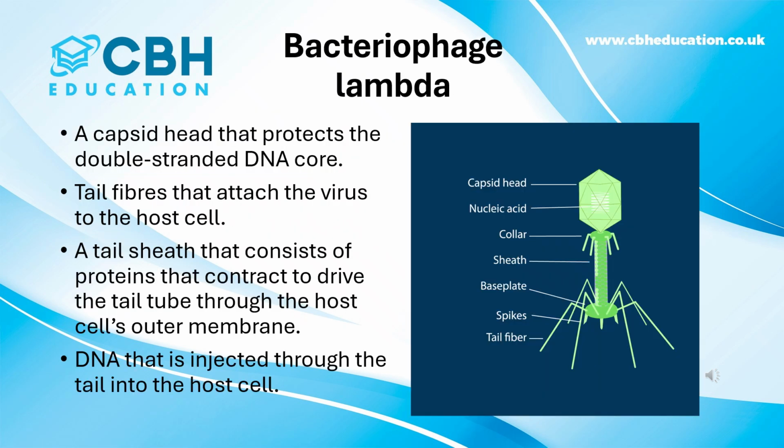The bacteriophage lambda has a capsid head that protects the double-stranded DNA in the core, tail fibers that attach the virus to the host cell, and a tail sheath that consists of proteins that contract to drive the tail tube through the host cell's outer membrane, and then the DNA is injected through the tail into the host cell.